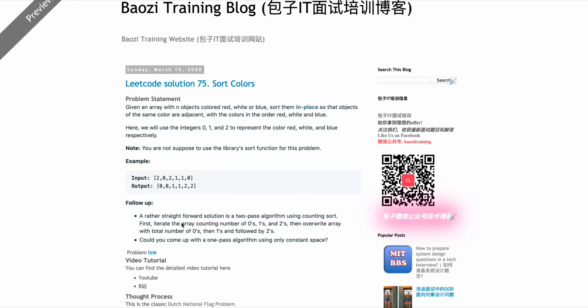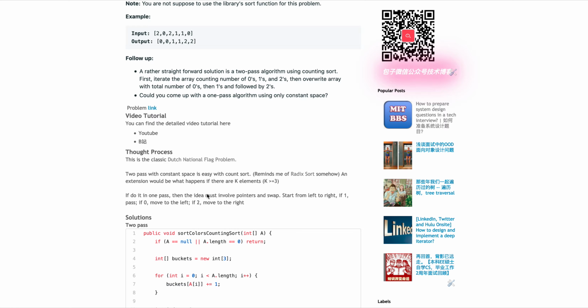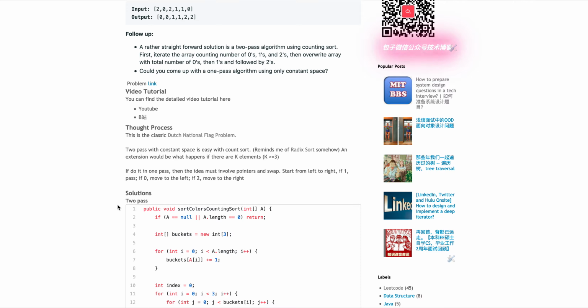What this problem wants you to do is, okay, this is straightforward. Can you do it with only one pass? Okay, let's challenge ourselves. How do we do it in one pass? If we're going to do it in one pass, there's no fancy way other than keeping different pointers and swapping.